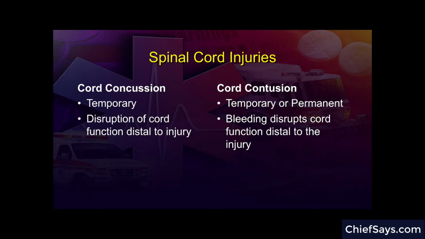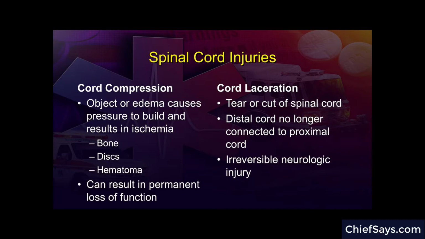Cord contusions are a higher degree of injury in which now we have disruption of blood flow, likely blood vessels have been burst or impacted by the traumatic injury. And so the bleeding that occurs can disrupt the cord function distal to the injury in the same way. It could be a combination, depends on where it's at, but this can result in permanent cord injury, whereas cord concussion generally will be temporary.